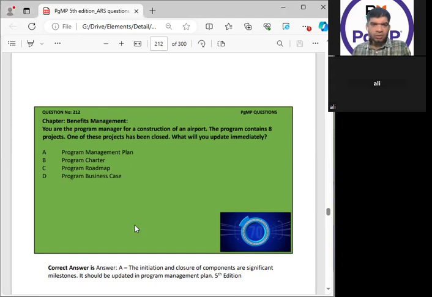You are the program manager. The program contains 8 projects. One of these projects has been closed. What will you update immediately? Program management plan. Before, it was the roadmap in the fourth edition, because you have to update the progress of your delivered programs. Right. So, 6.